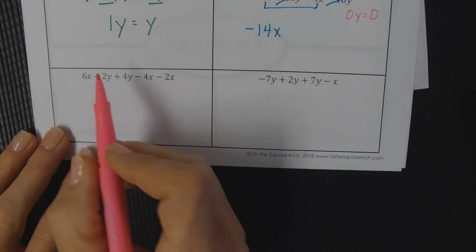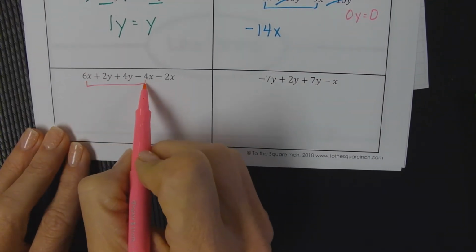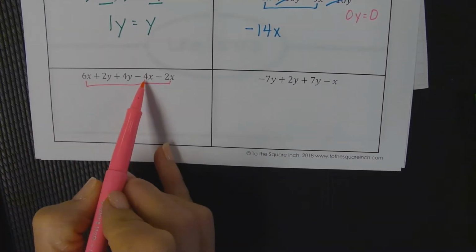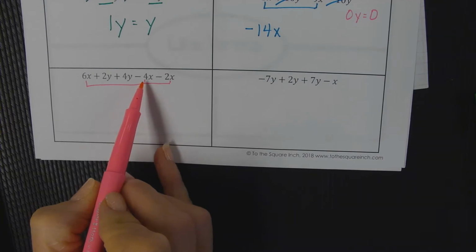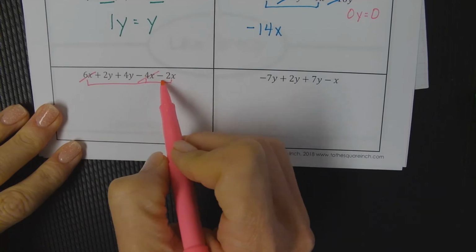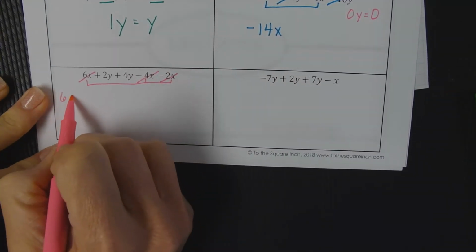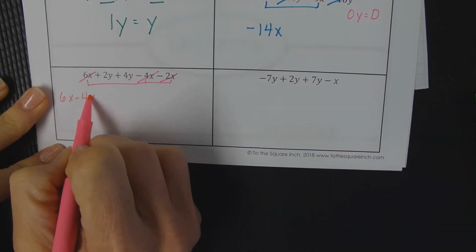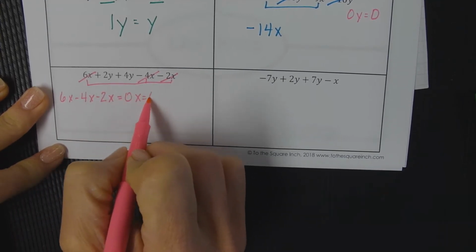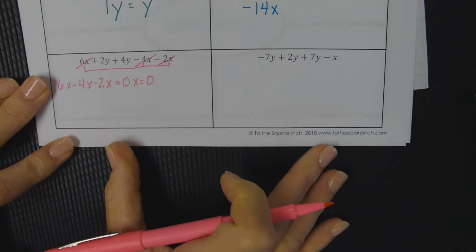All right. The bottom two. So we got x's here and here. 6, negative 4, negative 2. How many do we have? 0. Okay, do the math. What is 6 minus 4? 2. 2 minus 2? 0. Goodbye. If that helps you, write it that way.